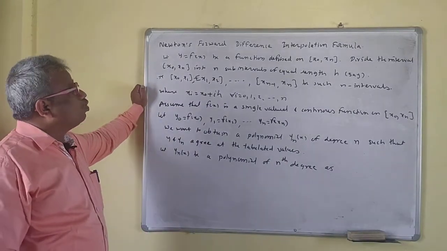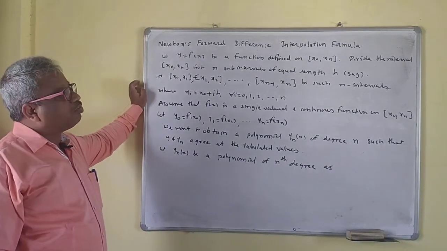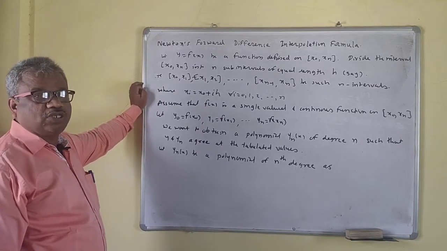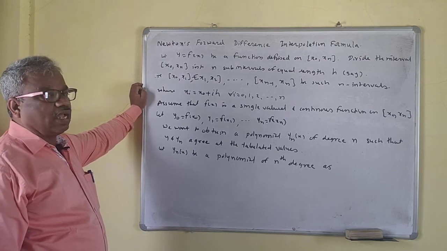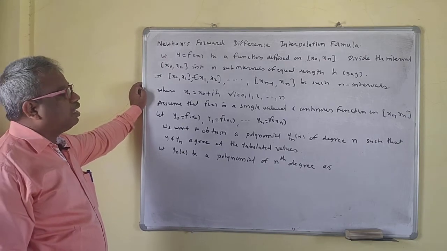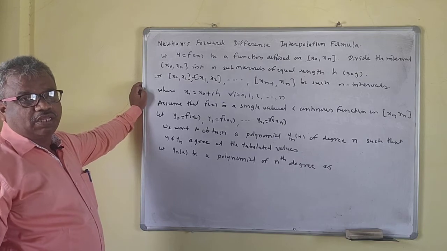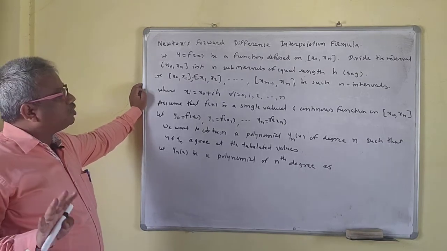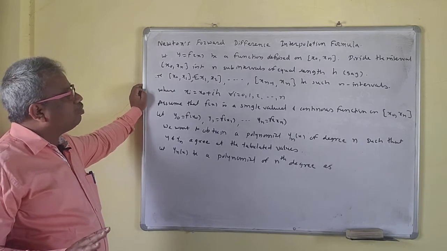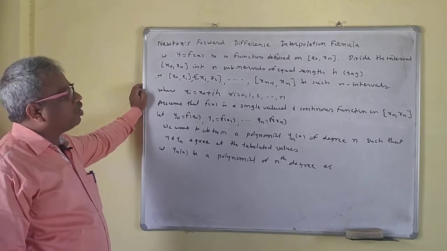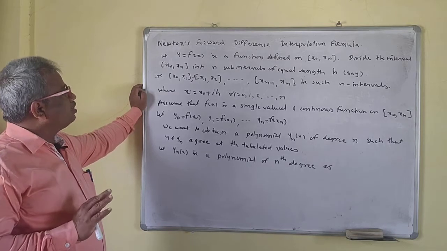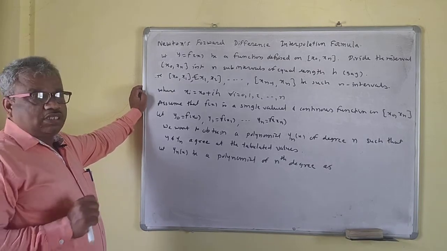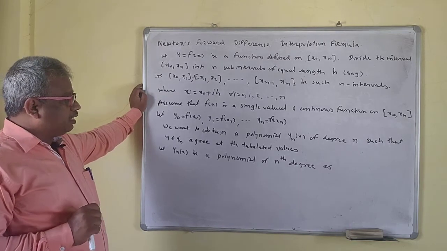Now we will see Newton's forward difference interpolation formula. There are two formulas: Newton's backward difference interpolation formula. Also, one more interpolation formula is Lagrange's interpolation formula. So these are the three interpolation formulae: Newton's forward interpolation formula, backward interpolation formula, and Lagrange's interpolation formula. We'll see Newton's forward difference interpolation formula first. This is also very useful in numerical analysis.